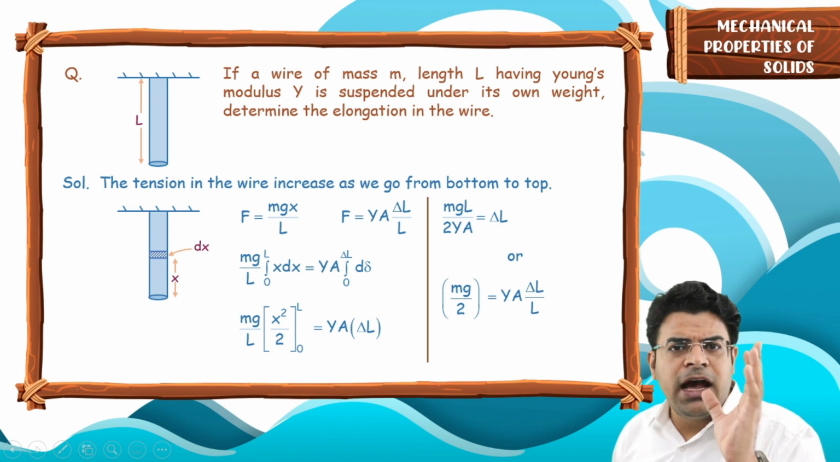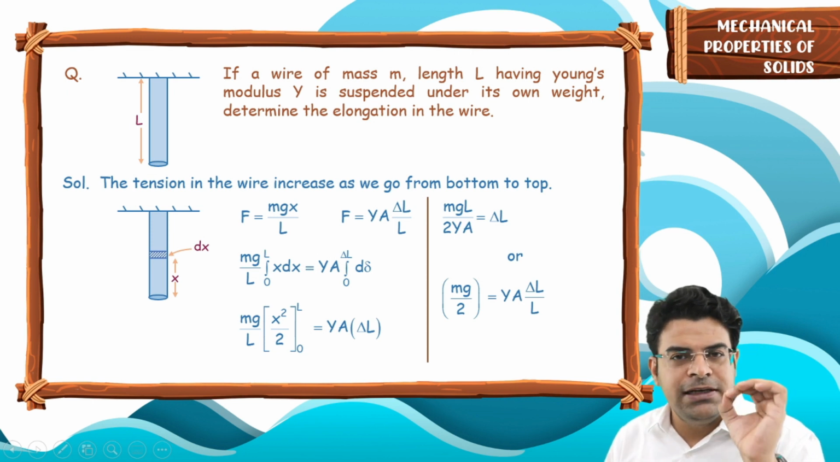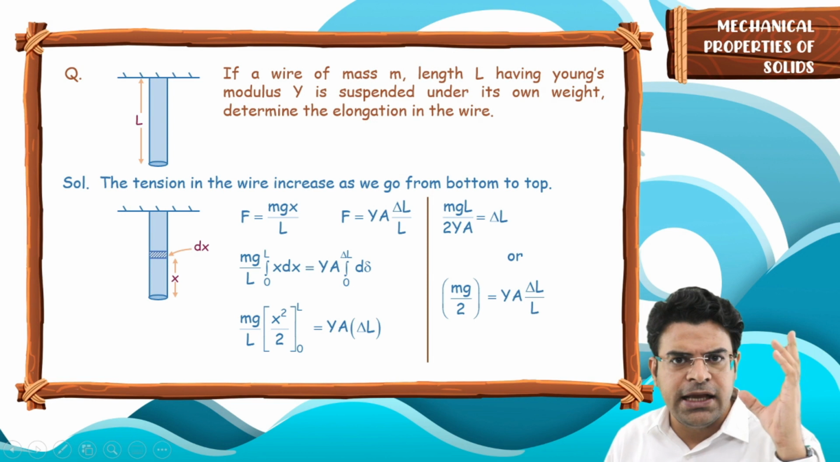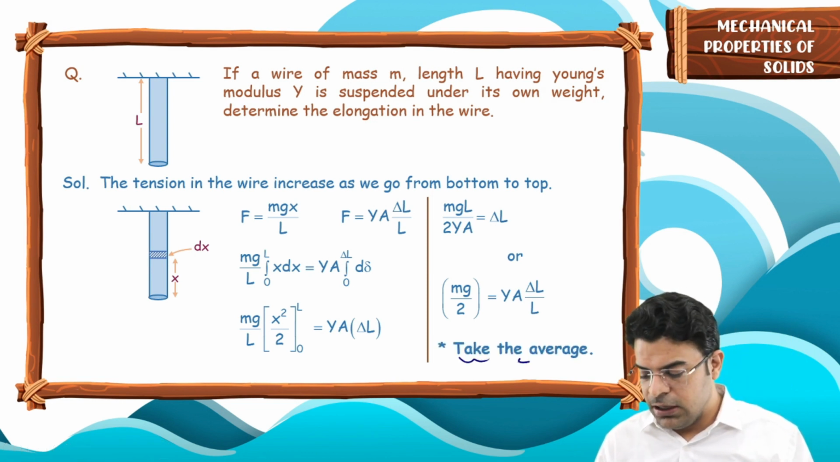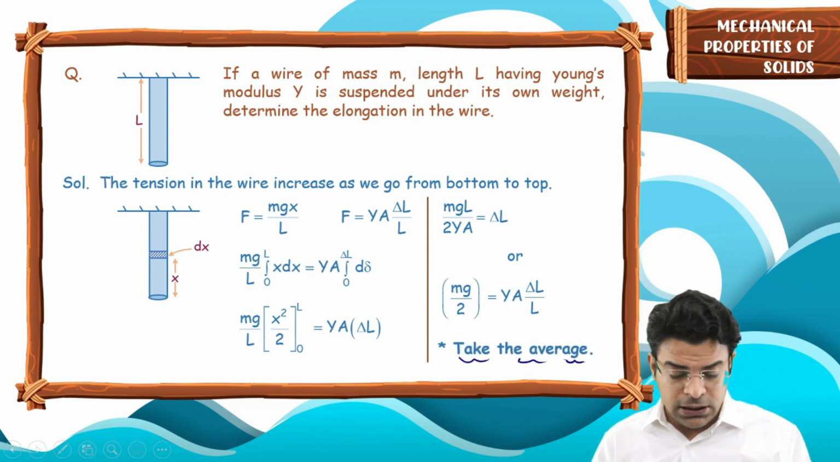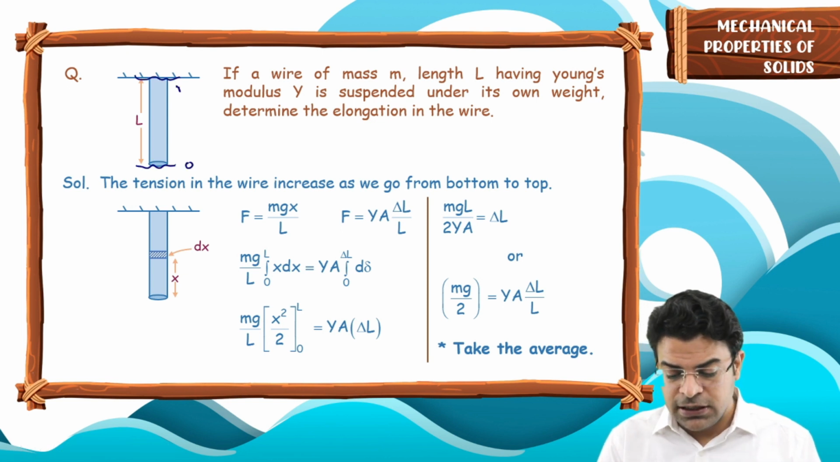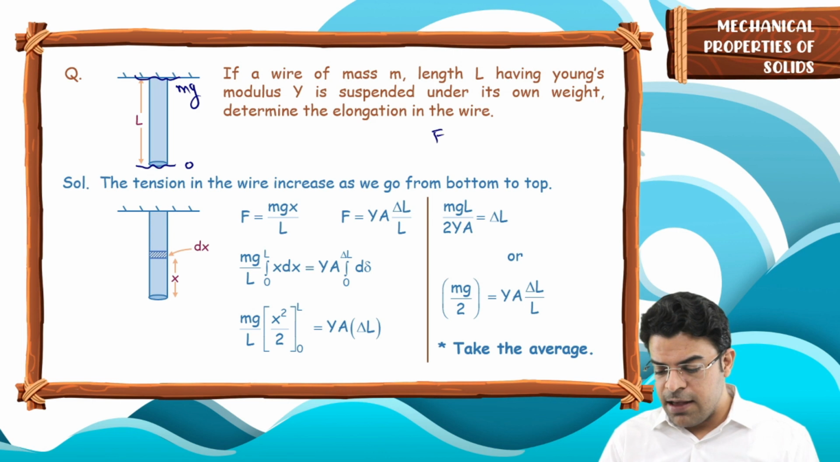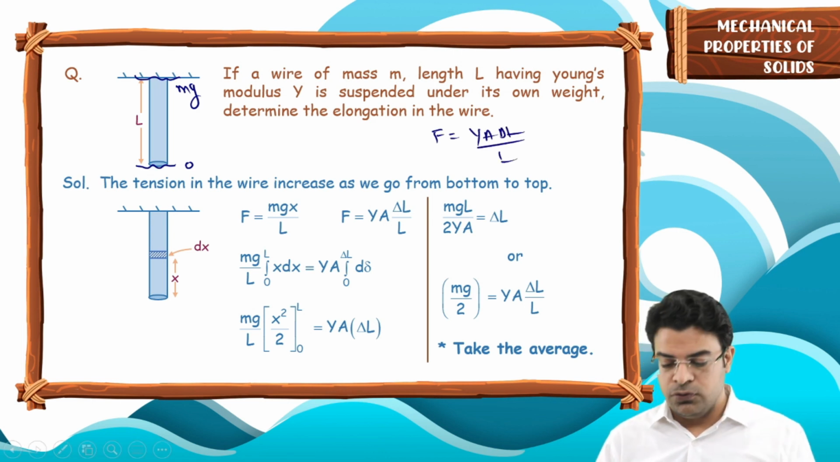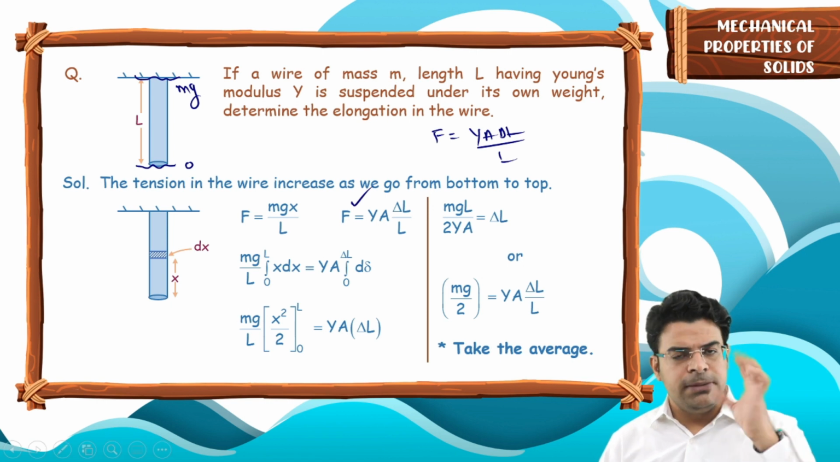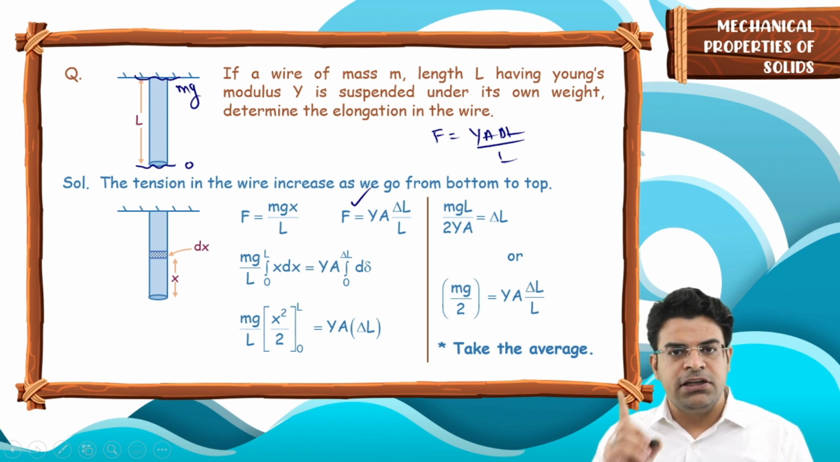So that's what I was saying in the very beginning before we did this integration. Simply take the average. So take the average of what? The force. At the lowest point, the tension is 0. At the highest point, the tension is mg. In the formula, F equals to YA delta L by L. Take the average force, 0 plus mg by 2. Simply substitute mg by 2. You will get the same result.